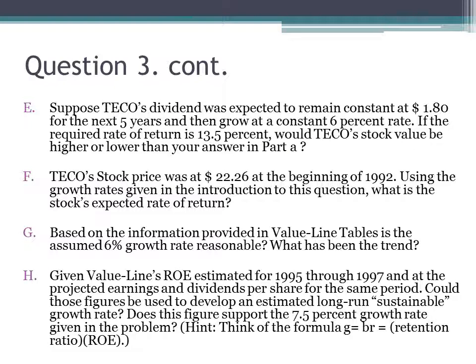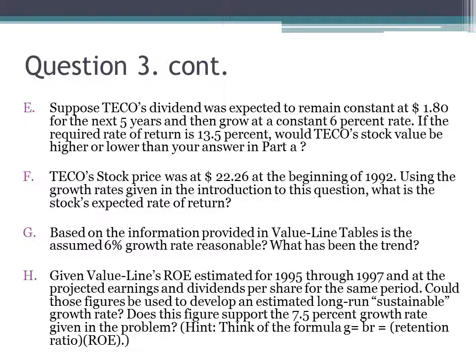Suppose TECO's dividend was expected to remain constant at $1.80 for the next 5 years and then grow at a constant 6% rate. If the required rate of return is 13.5%, would TECO's stock value be higher or lower than your answer in Part A? TECO's stock price was at $22.26 at the beginning of 1992. Using the growth rate given in the introduction to this question, what is the stock's expected rate of return? Based on the information provided in Value Line tables, is the assumed 6% growth rate reasonable? What has been the trend?